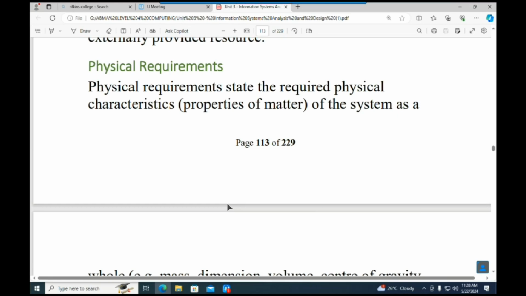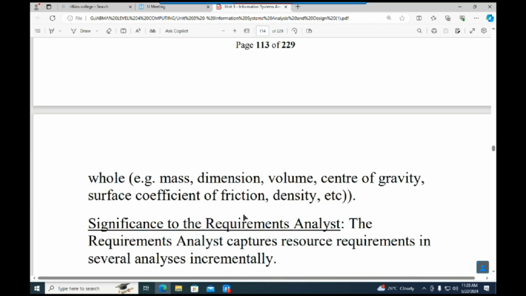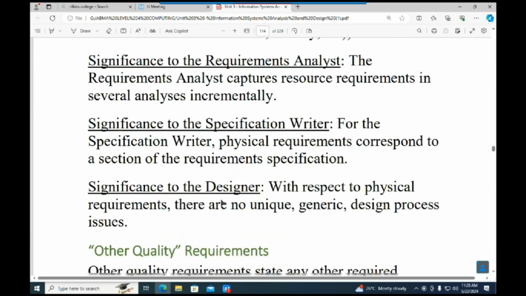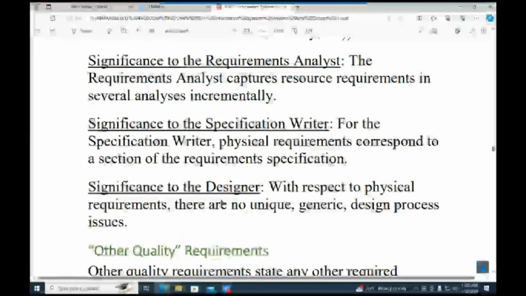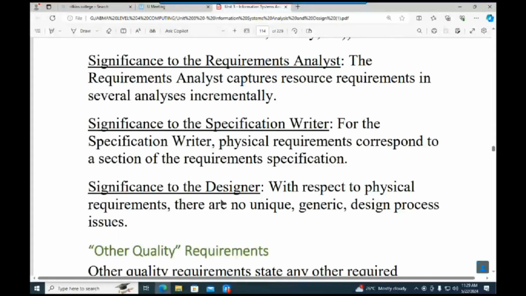Then we have the physical requirements. They show us the properties of matter, or the physical characteristics of that particular system as a whole, for example in terms of mass, dimension, volume, center of gravity, surface coefficient of friction, density, and so on. These types of requirements have this significance to the requirements analyst. It should be noted that the requirements analyst will have to capture physical requirements in several analyses incrementally, so that's why it's important to him.